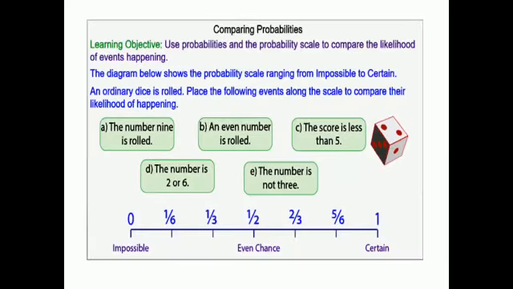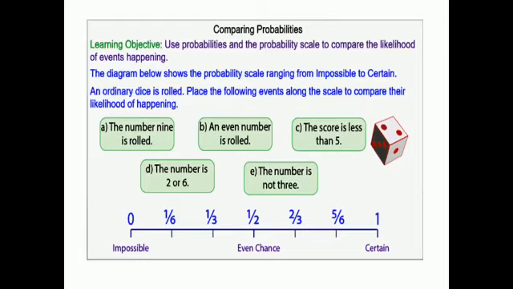Here again we explain the probability scale, impossible to certain. Some examples are written there. The number 9 is rolled on the dice. You know that it is impossible, 0. An even number: in the dice there are 6 numbers and half of them are even, so it will be 1 by 2. The score is less than 5. Less than 5 means you will get 1, 2, 3, 4. 4 numbers you will get.